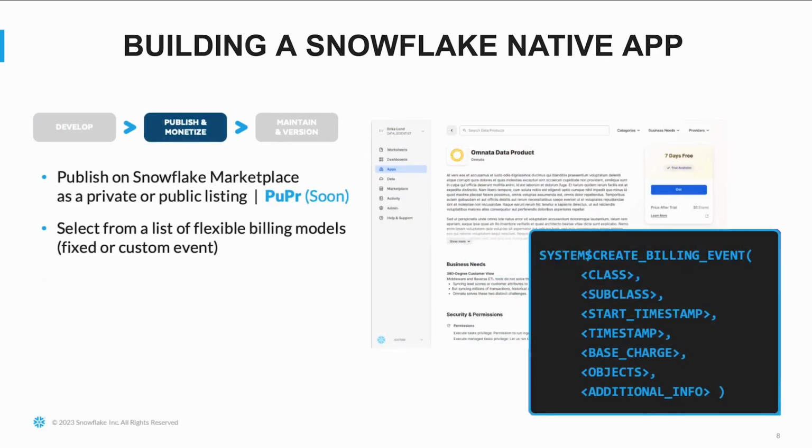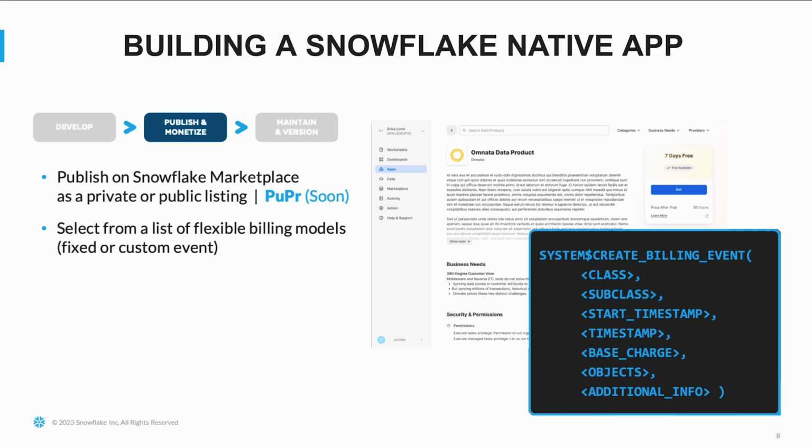Once you've decided that your app is in a good state and may be ready for consumption by a broader audience, you can publish it on the Snowflake marketplace as a private or a public listing. This is something that is currently in private preview, but we are hoping to be in public preview very soon.